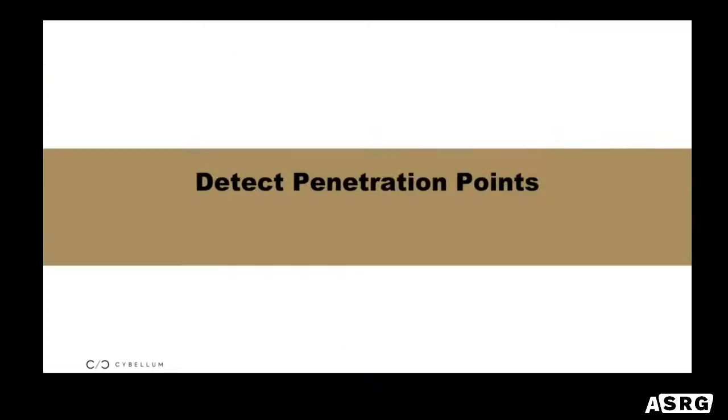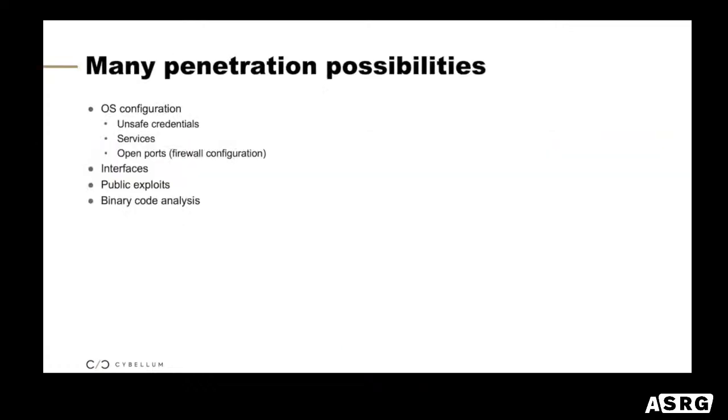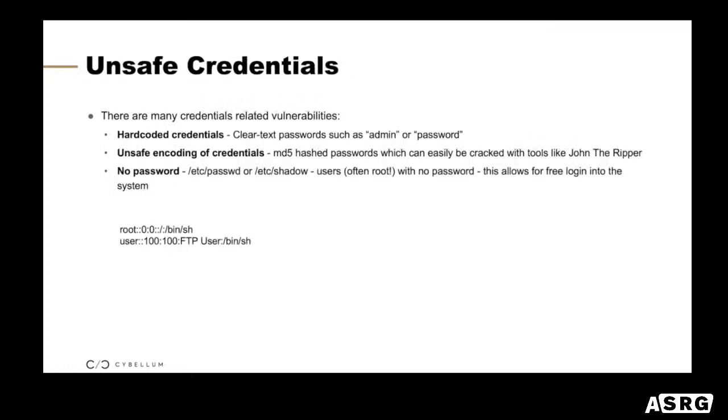Now let's talk about penetration points. There can be many penetration possibilities to a device, to an ECU. And I'm going to talk about some of them just to give you some highlights. Unsafe credentials. There are many cases in which production ECUs have hard-coded credentials like admin and password. These are things that we get to see at Cybellum in real-life firmware.